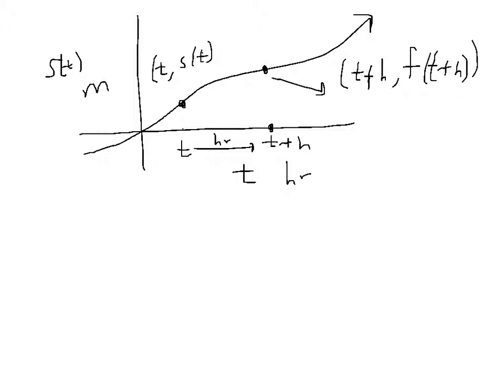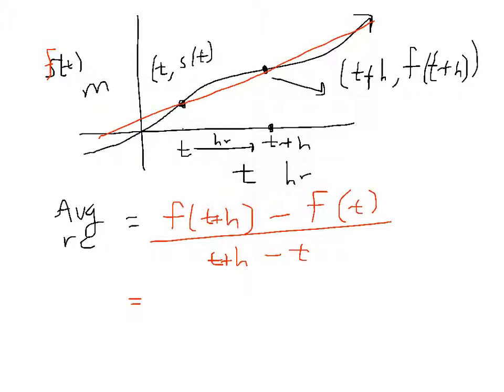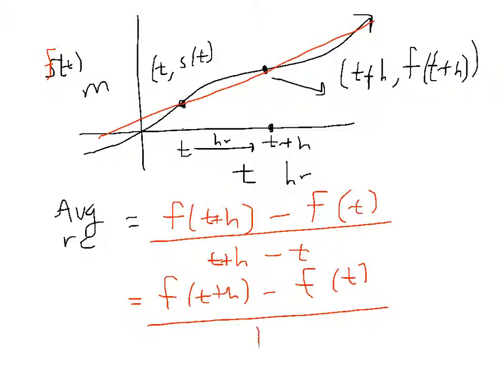So the average rate of change would be the slope of the secant line right there, which would be f of t plus h minus f of t, I'm saying s, change this to an f, over t plus h minus t, which you can see would be the change in the y over, and if we do t plus h minus t, we get h.